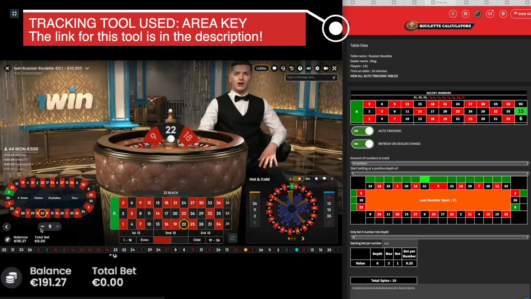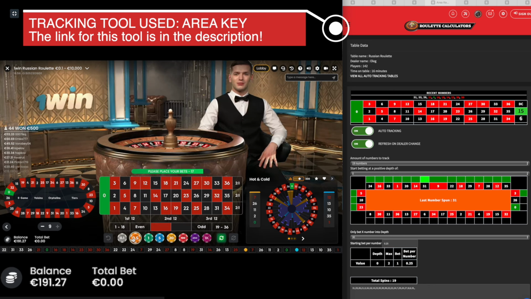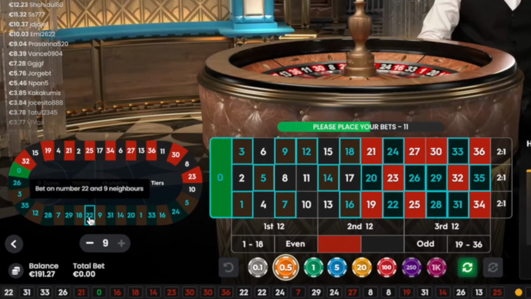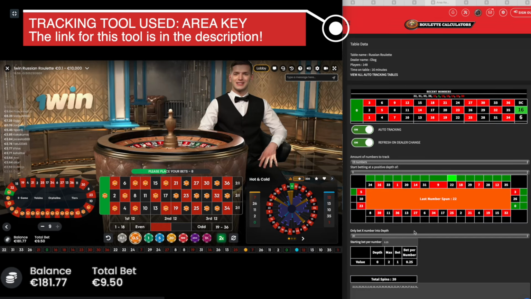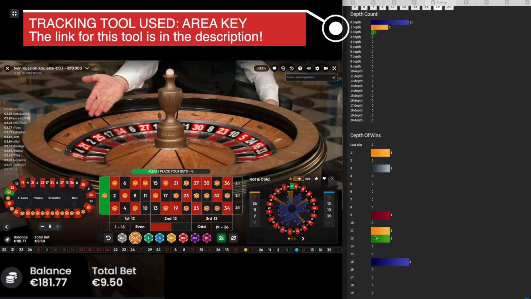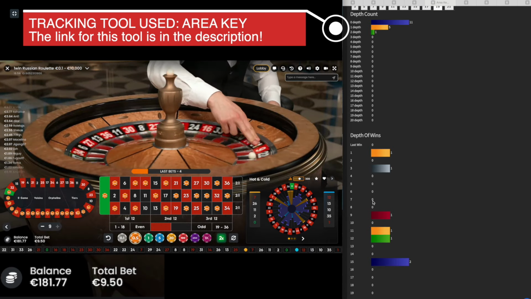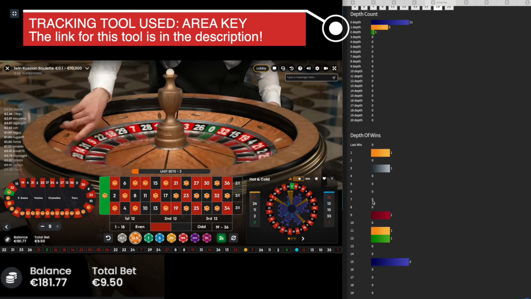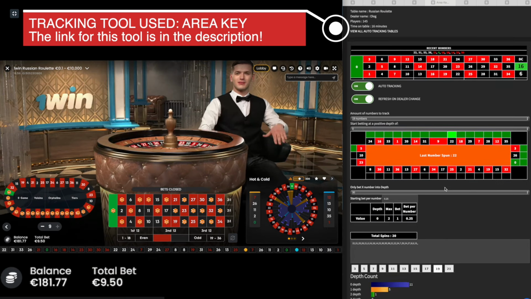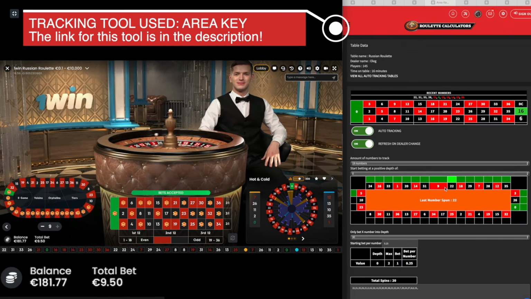So what we're gonna do, I've got my neighbors here. We're gonna set that to 50 cents and I'm just gonna try and get another 25 in profit. So I'm gonna go straight on number 22. We're covering the highlighted section. He's had a bunch of ones, but that's okay because it's essentially a single bet progression unless he goes higher than a depth of one. But let's see what we can do.